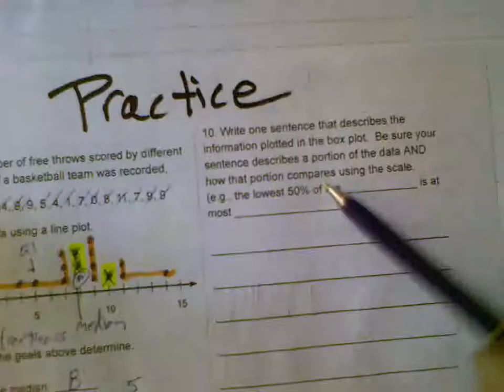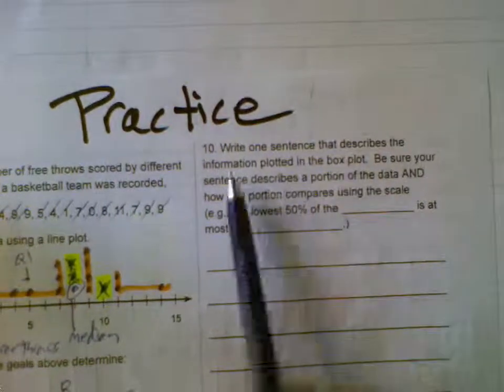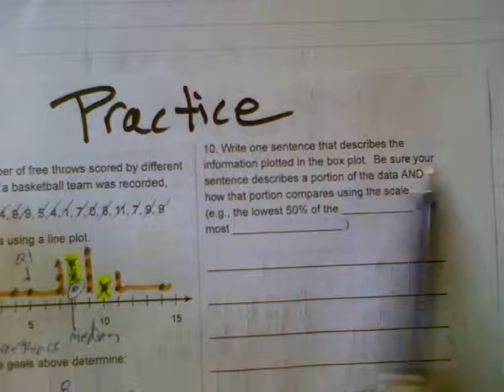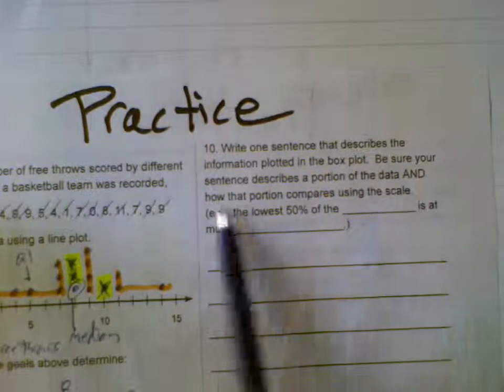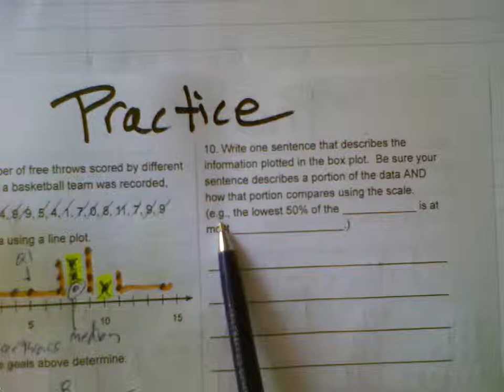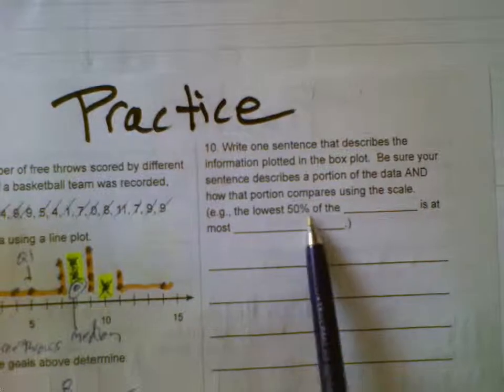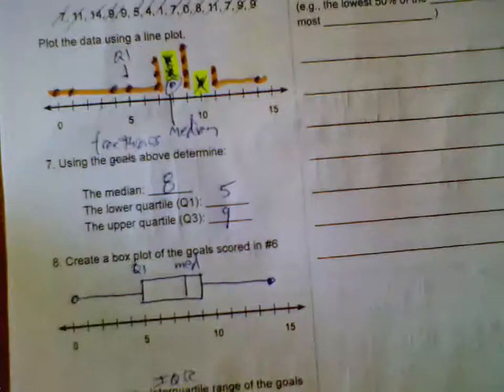The last question here says, write one sentence that describes the information plotted in the box plot. Be sure your sentence describes a portion of the data and how that portion compares using the scale. For example, the lowest 50% of the data is at most, tell you what, I'll do something different. I'll describe the upper 75%. So this is the upper 75%.